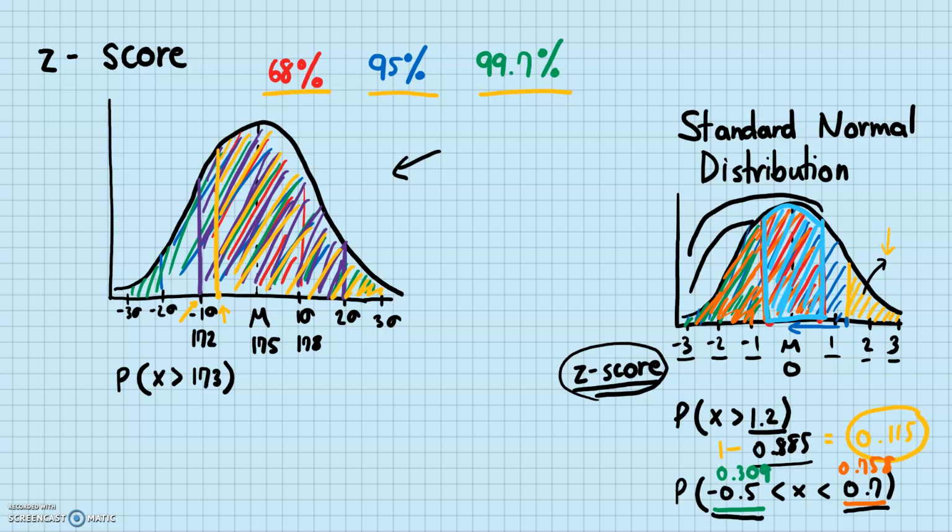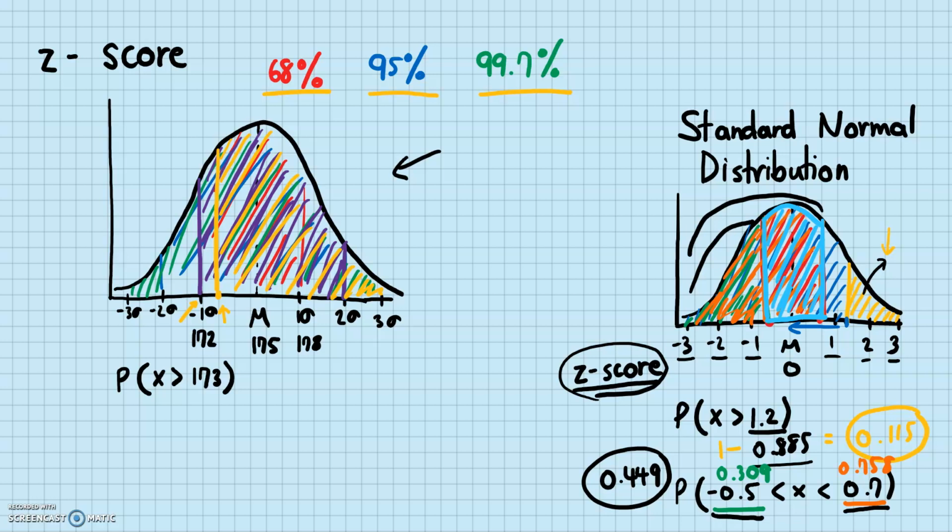Okay, so the area under 0.7, or to the left of 0.7, is 0.758. Area to the left of negative 0.5 is 0.309. So to get the area in between that, we'll have to subtract them. Right, and then we're going to get 0.449. Okay, so the light blue area is going to be 0.449. So this is how you can use z-score to find the area under the curve.